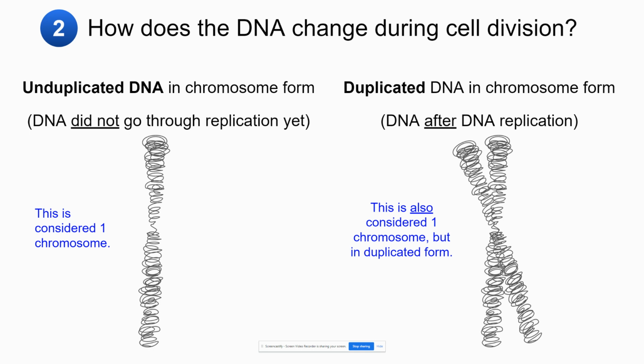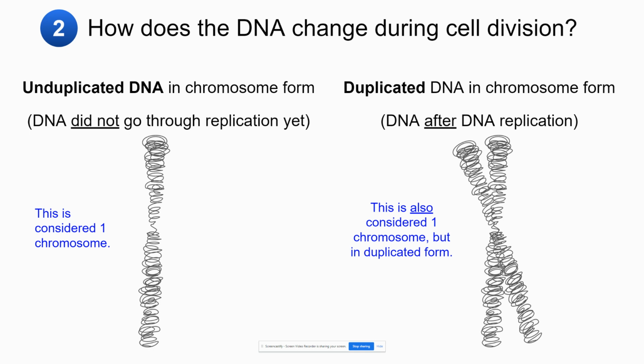So let's compare the two side by side. On the left, we have an unduplicated chromosome. If a single DNA molecule is condensed into its chromosome shape, it'll look like this one on the left. Okay? Now on the right, we have a duplicated chromosome.